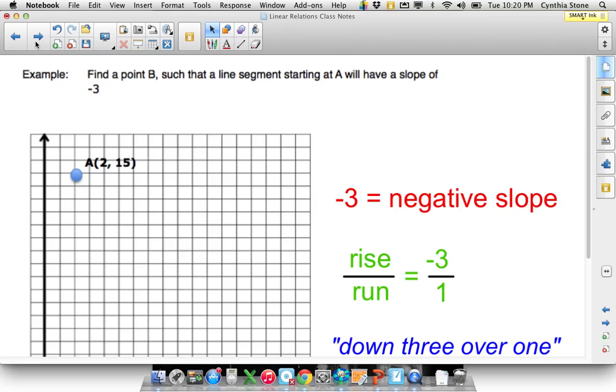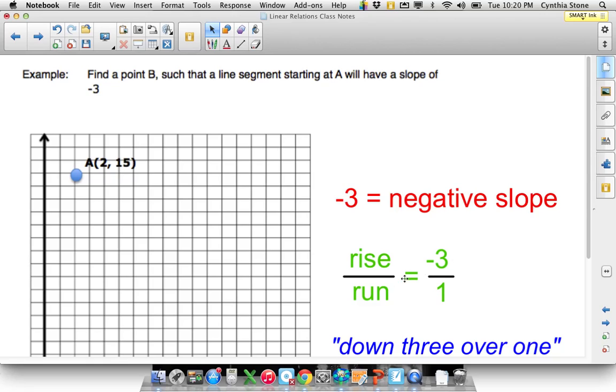I'm going to move on to the next example, which is really the exact same example, except this time it says a slope of -3, and it's starting up here. So we have a negative slope, and we know basically what it's going to look like, because we were playing with positive and negative slopes earlier. A slope of -3 is the same as -3 over 1.